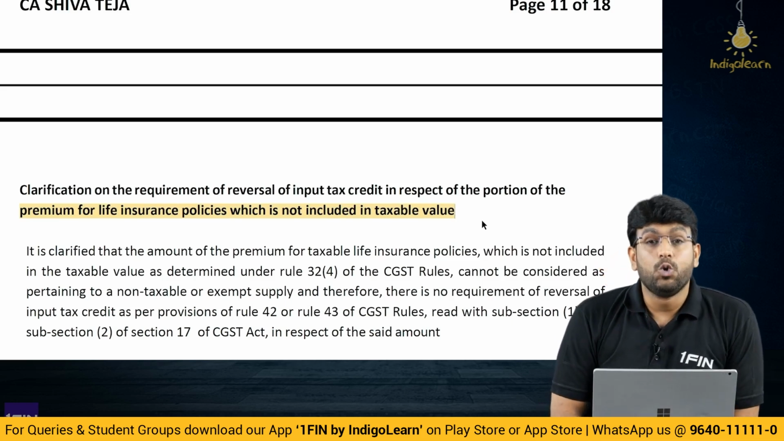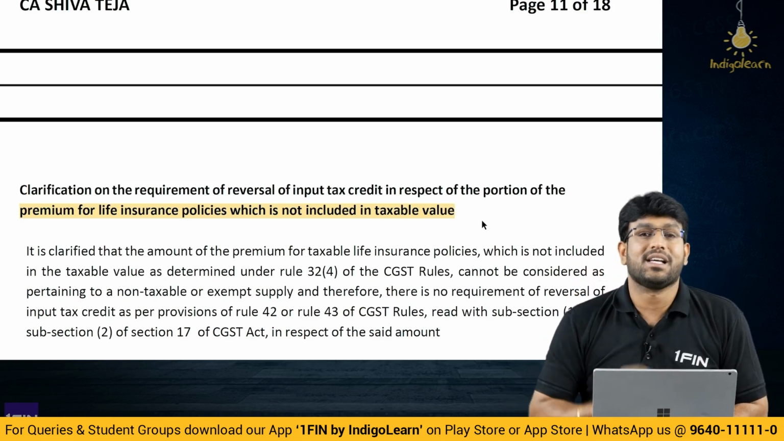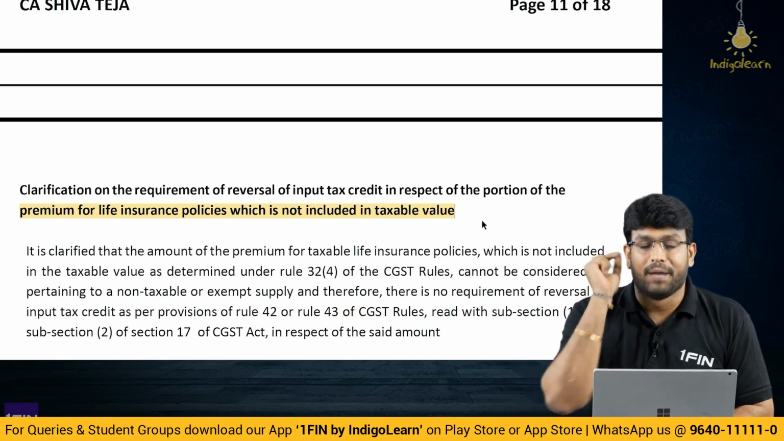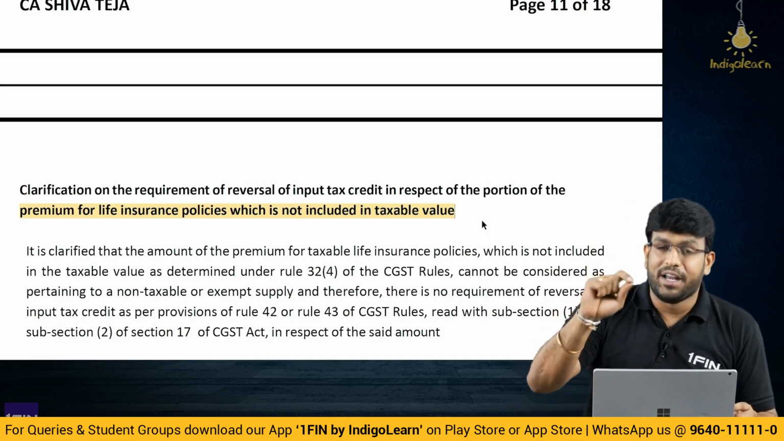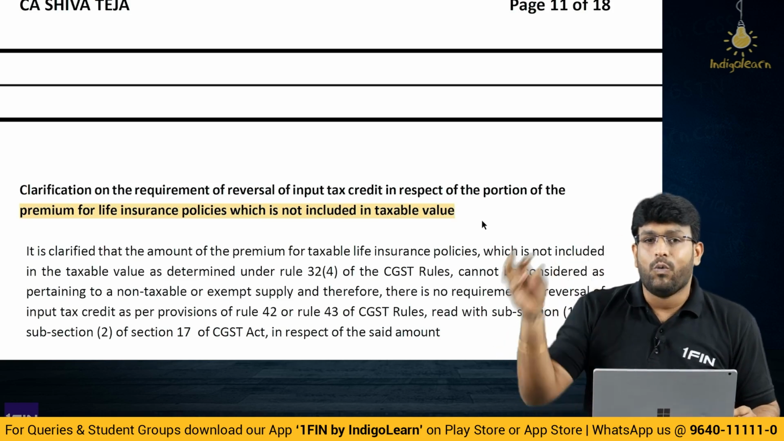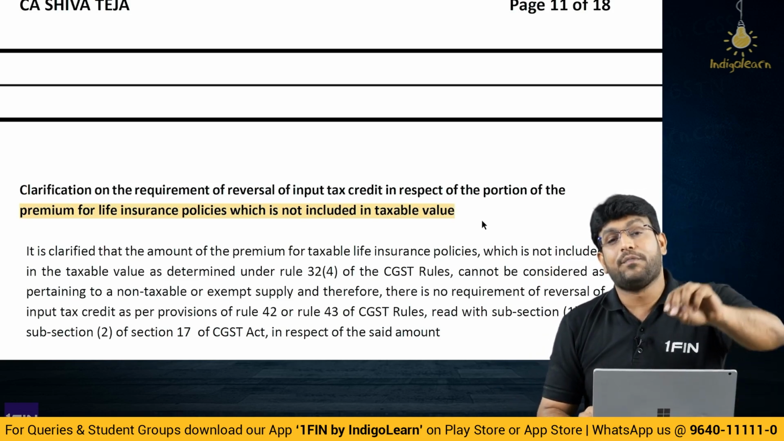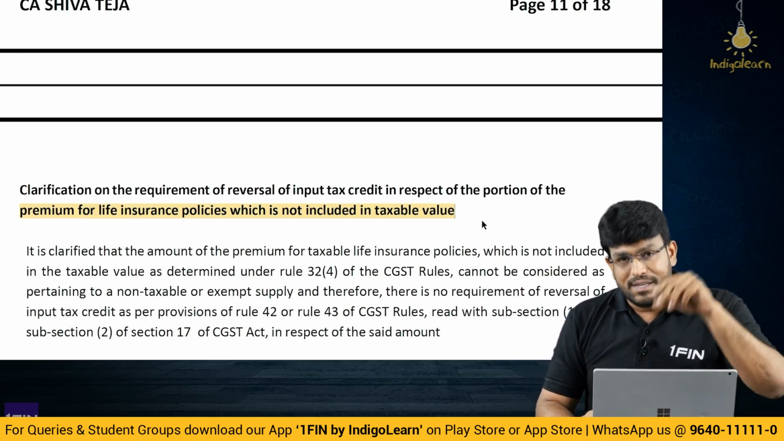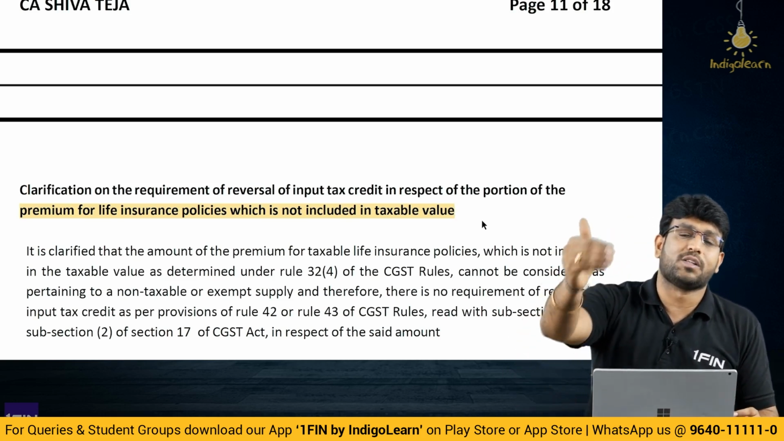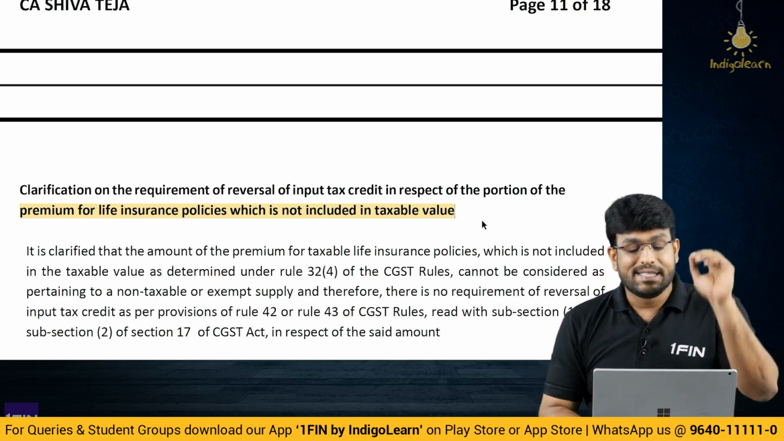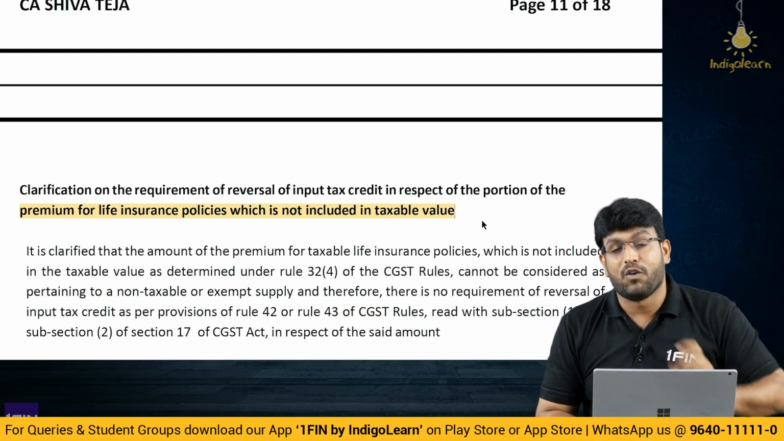Friends, we know that Rule 32.4 talks about value of supply in case of life insurance policy, where we discussed that single premium annuity policy 10% of premium charge, general policy 25% for first year premium, 12.5% for second and subsequent premium. Let us say insurance premium paid is 1 lakh, GST is coming on 25,000 only, assume first year premium. On 75,000 GST is not being charged. Just because GST is not being charged on 75,000, we will not say that 75,000 is exempt supply. Because once we say exempt supply, ITC reversal requirement will come into picture.